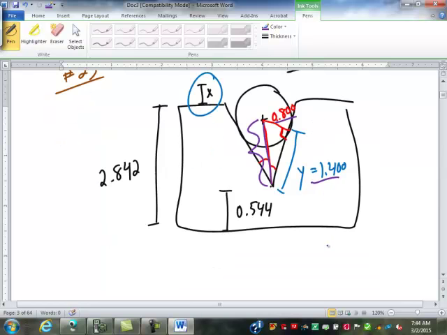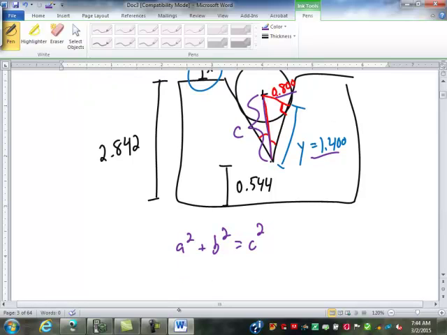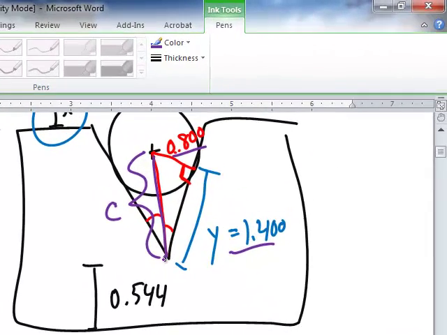So we can do, if I call that c, a squared plus b squared equals c squared, where a is going to be the 1.4, b is going to be the 0.8, and c is that height we're looking for from the point of the V to the center of the circle, which is a very common dimension to look for in a problem like this. That's one of the things you're usually going to be looking for.